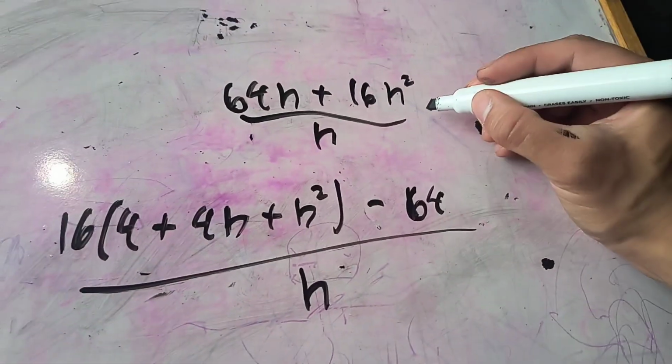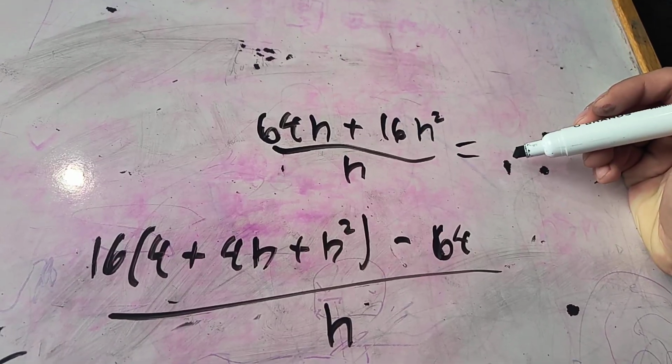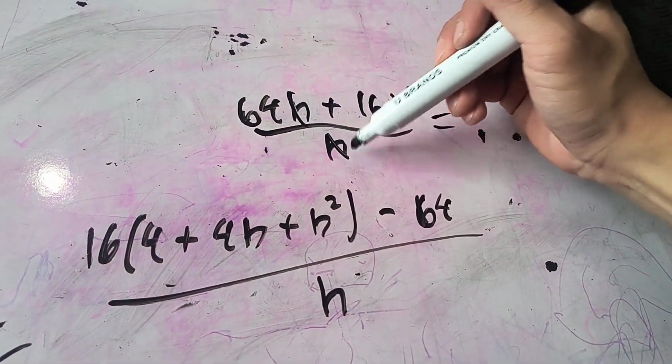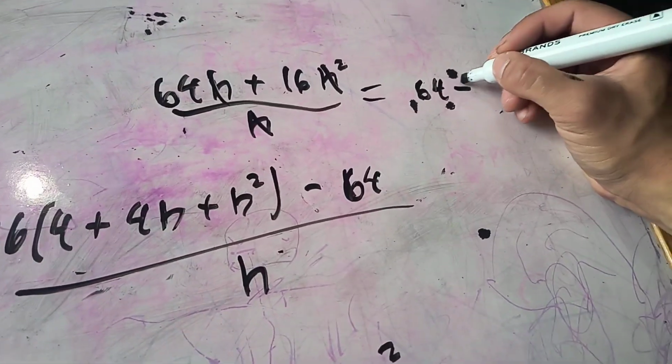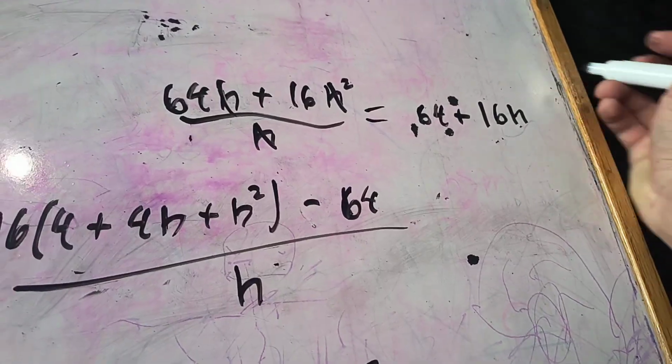Dude, I'm writing this awfully. This is terrible. And then the h cancels with this, so it would be 64 plus 16h, because it was h squared.